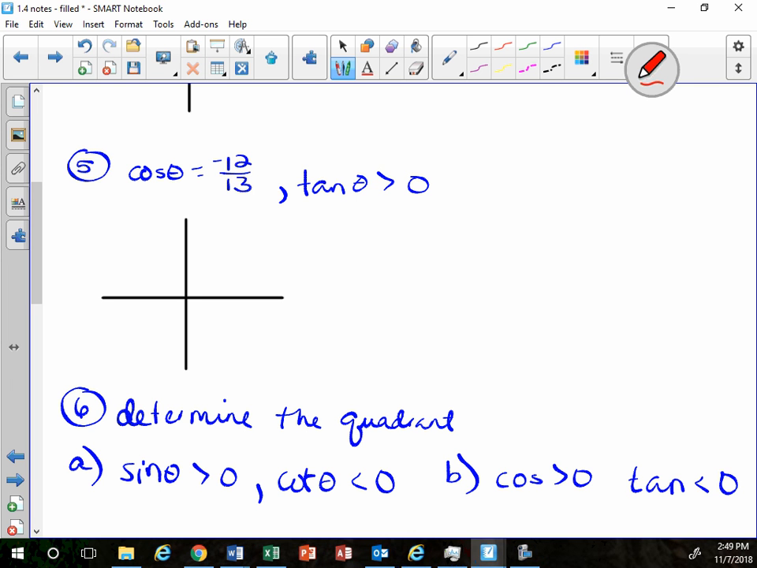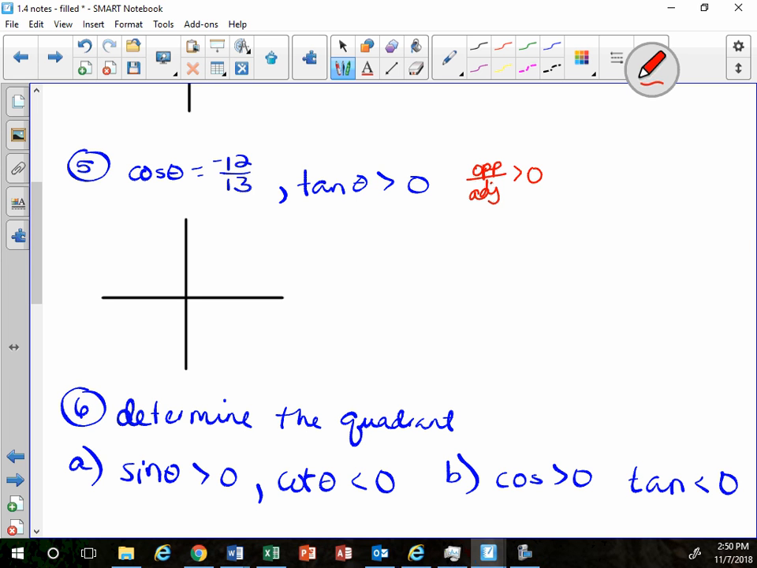Tangent deals with both opposite and adjacent, right? Write that down. So both need to be negative. Since I've narrowed it down to only these two, do you think a negative adjacent and a positive opposite is going to give me a positive tangent? No. Negative and negative would, right? Yes. So I know I'm drawing my triangle in the third quadrant.